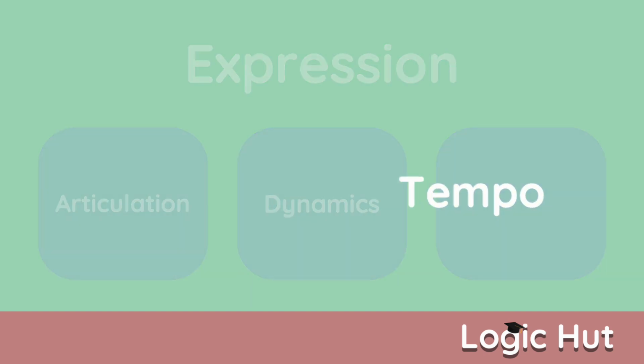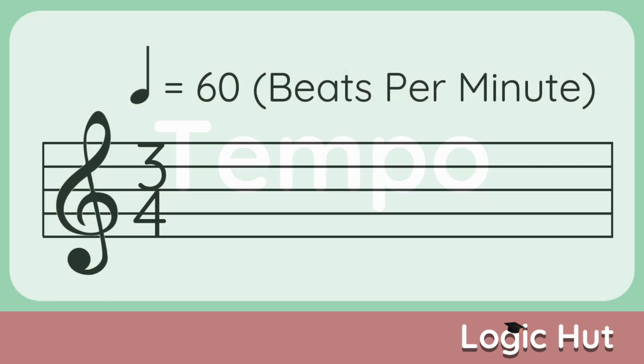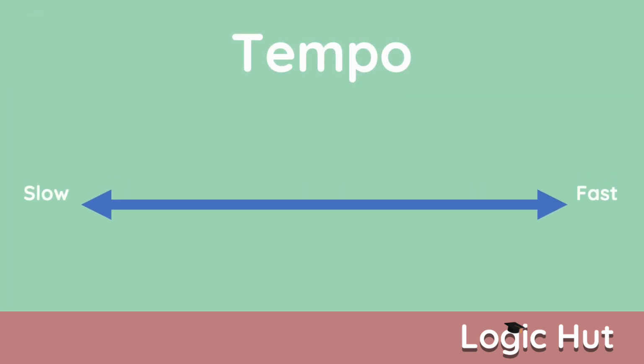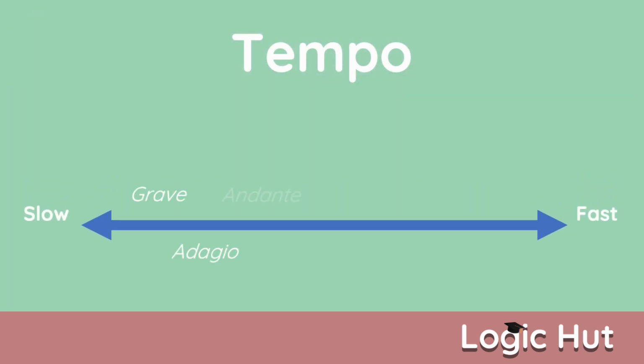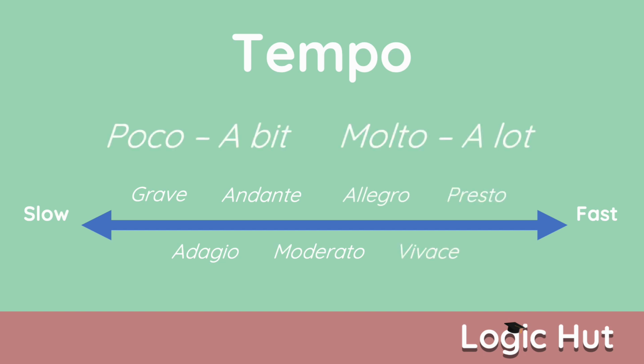And finally, tempo refers to how fast or slow the music is progressing. We've already seen beats per minute. This is written outside the stave along with the beat note. There are also many Italian terms used to specify the speed. Here are a few from the slowest to the quickest. Poco and molto can also be added before any of these terms, meaning a bit and a lot respectively.